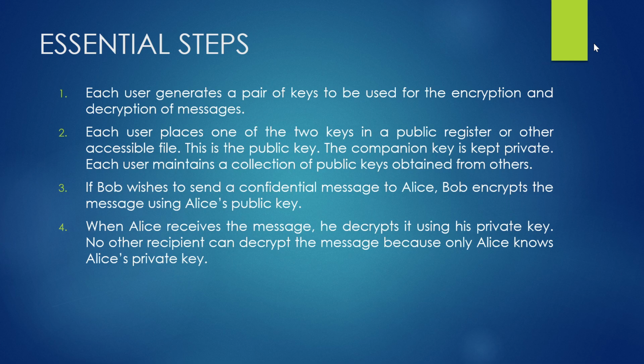If Bob wishes to send a confidential message to Alice, Bob encrypts the message using Alice's public key. When Alice receives the message, she decrypts it using her private key. No other recipient can decrypt the message because only Alice knows Alice's private key.